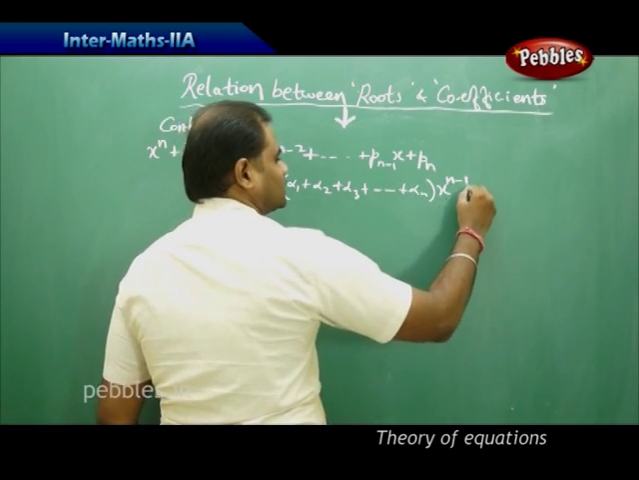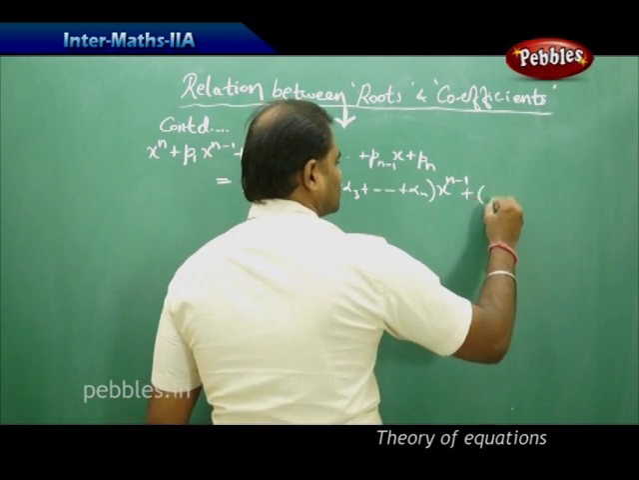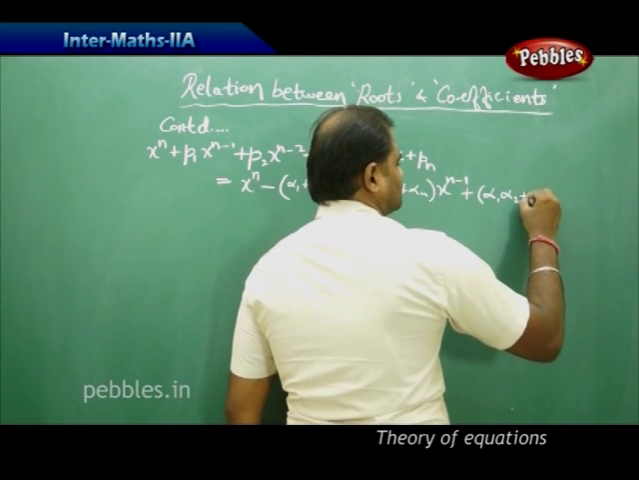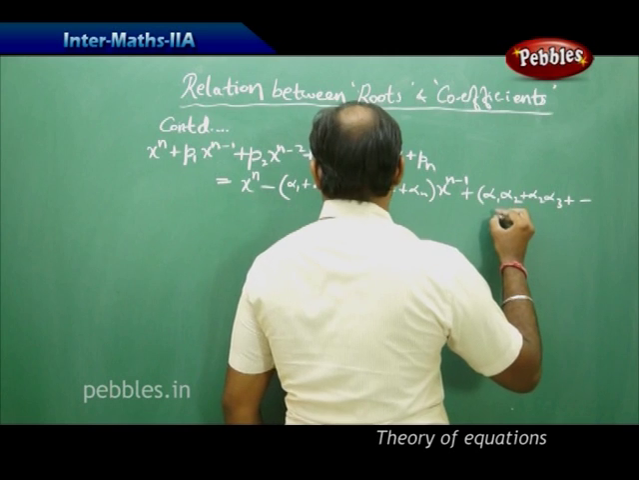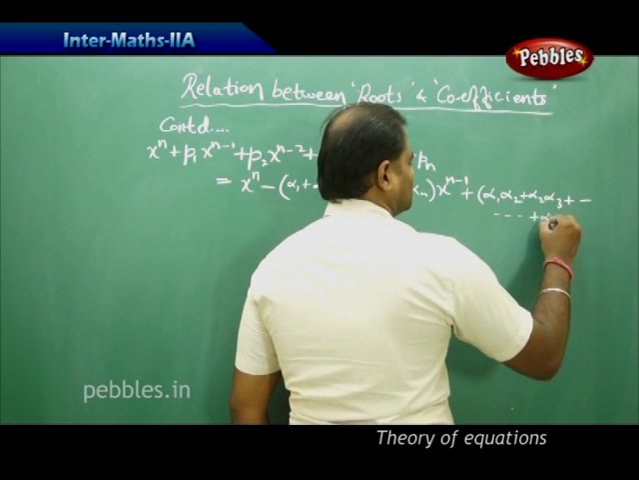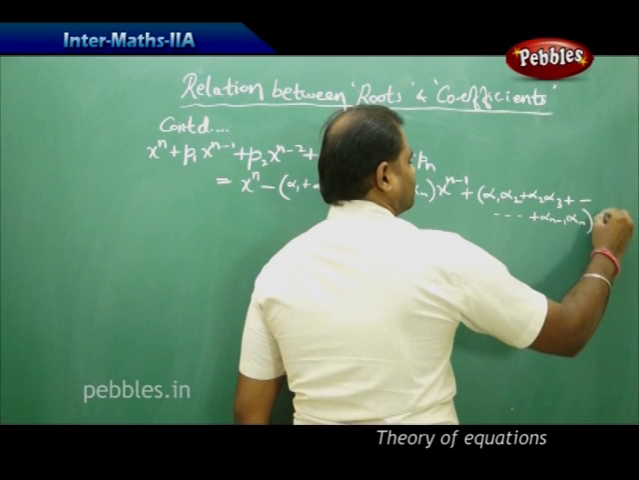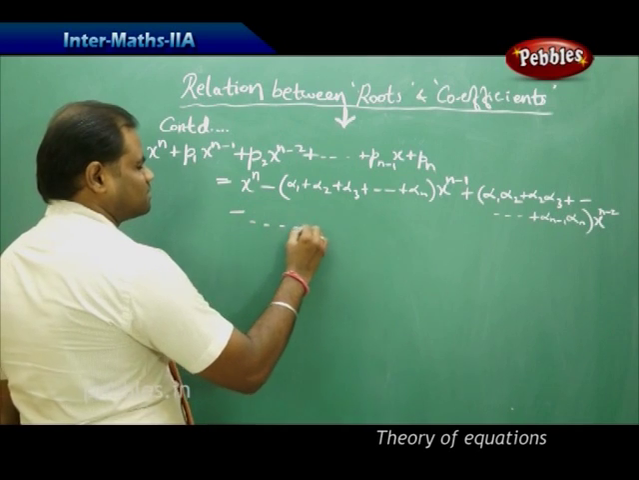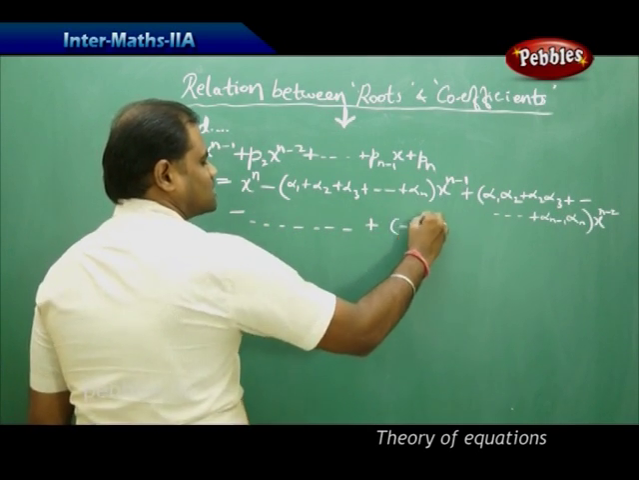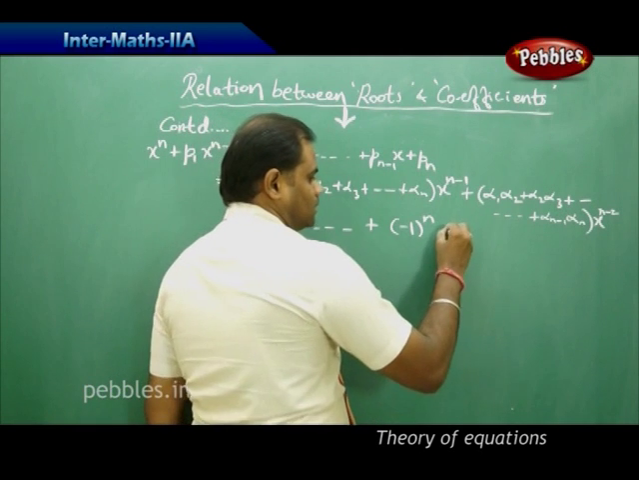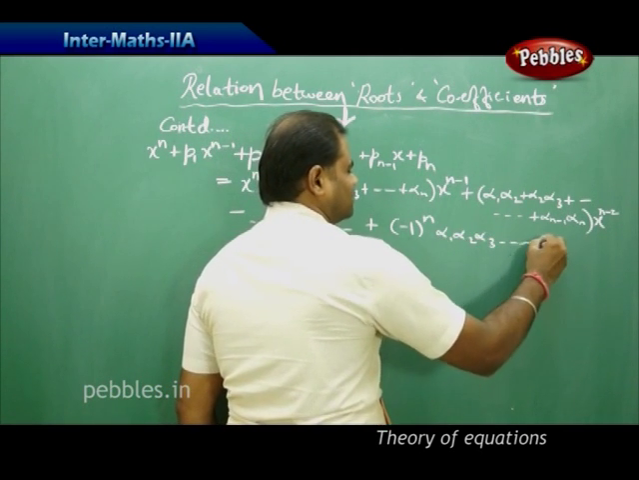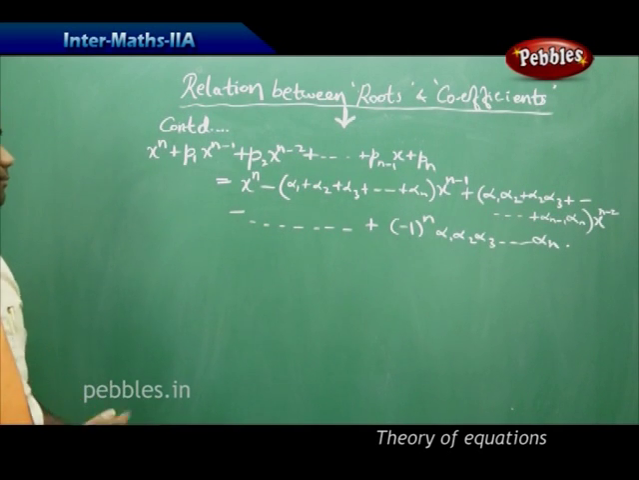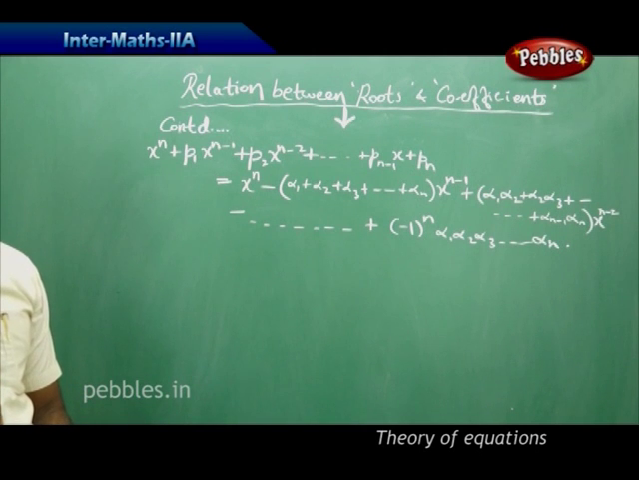Then taking all the combined alpha 1 alpha 2 plus alpha 2 alpha 3 plus alpha 3 alpha 4 to alpha n minus 1 alpha n of x power n minus 2, and then proceeding I get the next minus term, and finally my last term is minus 1 whole power n times alpha 1, alpha 2, alpha 3 till alpha n, which is what I obtain when I take this in the root form.